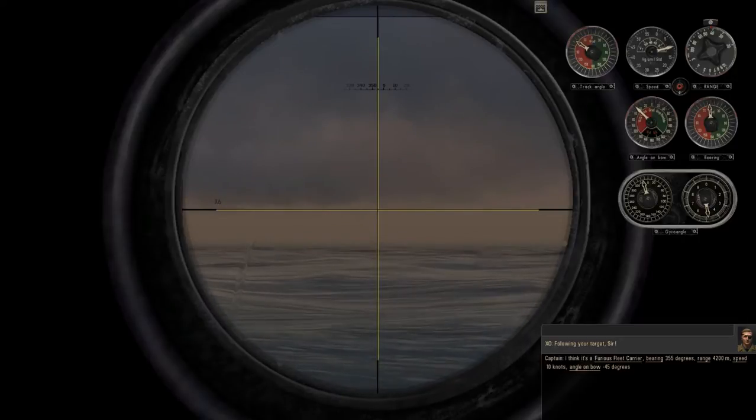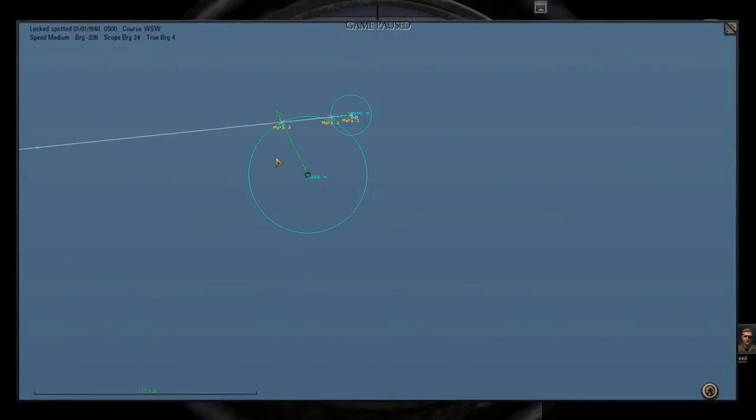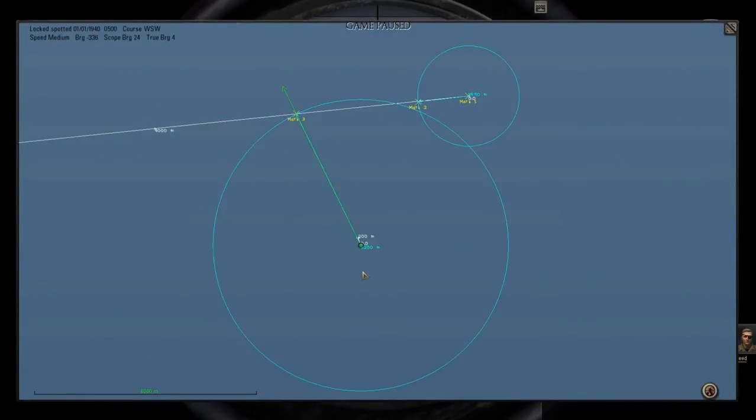So here is 0, here is like 356, 355. You see here, so when the ship will be here, I have 355. I put my bearing. The range will be 4,200 in this point, because I just calculated the range. You see here, 4,200. I have the speed of the ship, and now I must calculate the angle on bow. So it's very simple. How I calculate the angle on bow?